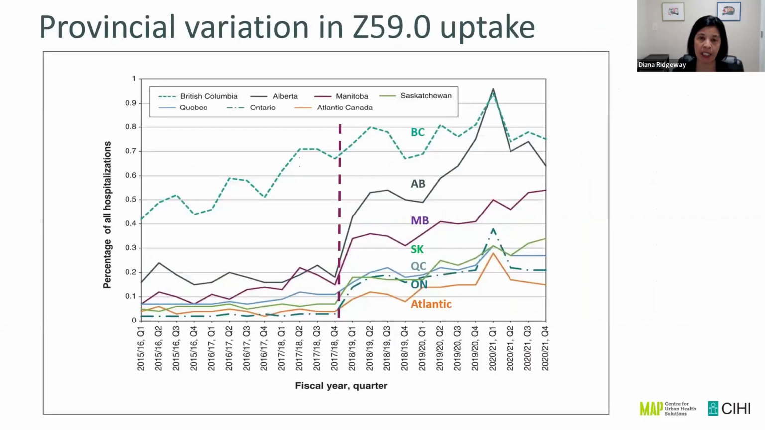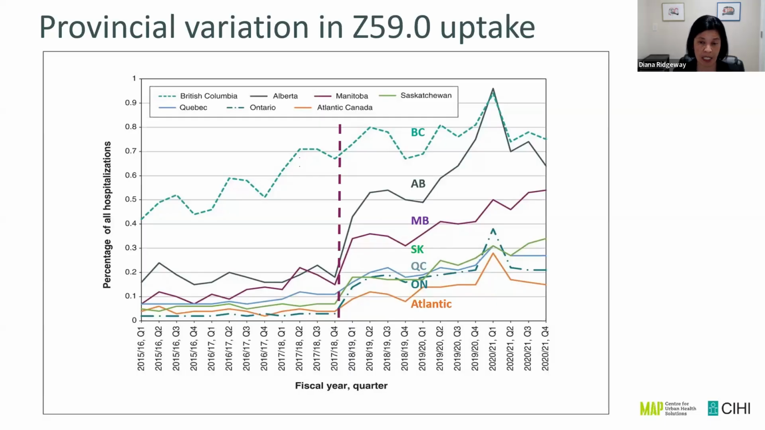The second main finding I would like to share is that there was provincial variation in the uptake of Z59.0. Similar to the previous graph, we have a purple dashed line showing when the coding mandate was implemented at the beginning of fiscal year 2018. As an example of provincial variation, we can compare the top 2 lines in the graph corresponding to British Columbia and Alberta. For Alberta, as soon as the coding mandate was implemented, there was a very sharp increase in coding homelessness. In comparison, in BC's data, there was a less sharp increase.